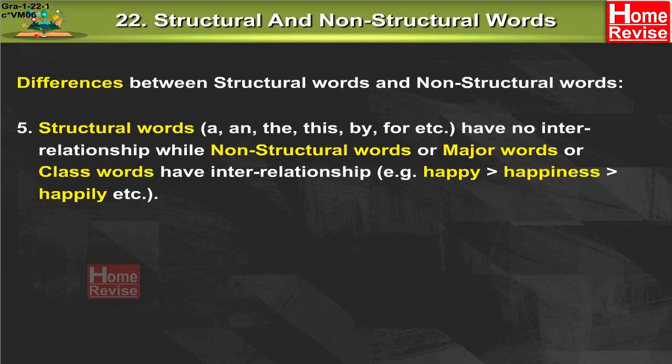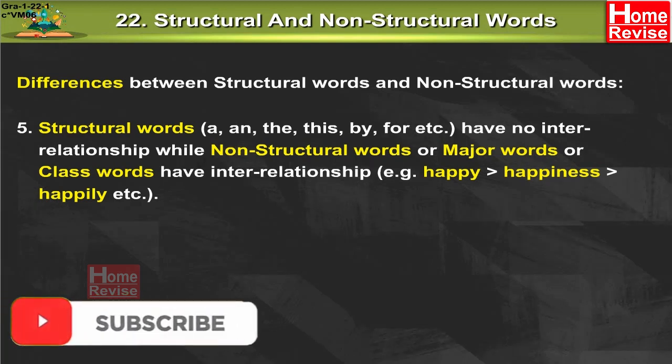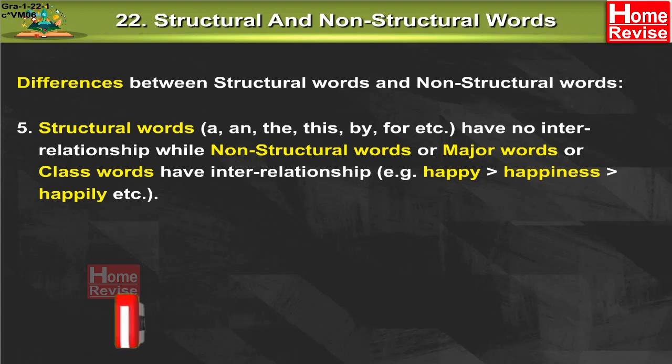5. Structural words, a, an, the, this, by, for, etc. have no interrelationship, while non-structural words or major words or class words have interrelationship. Example, happy, happiness, happily, etc.